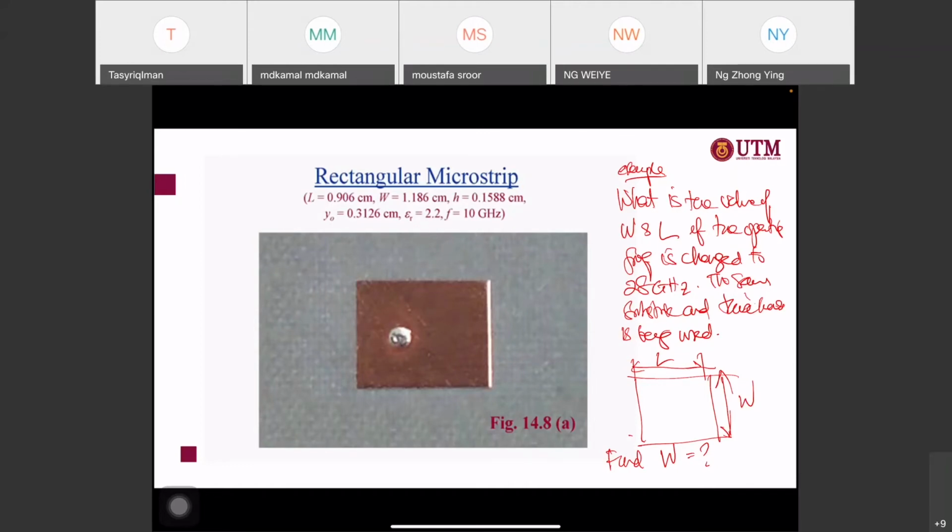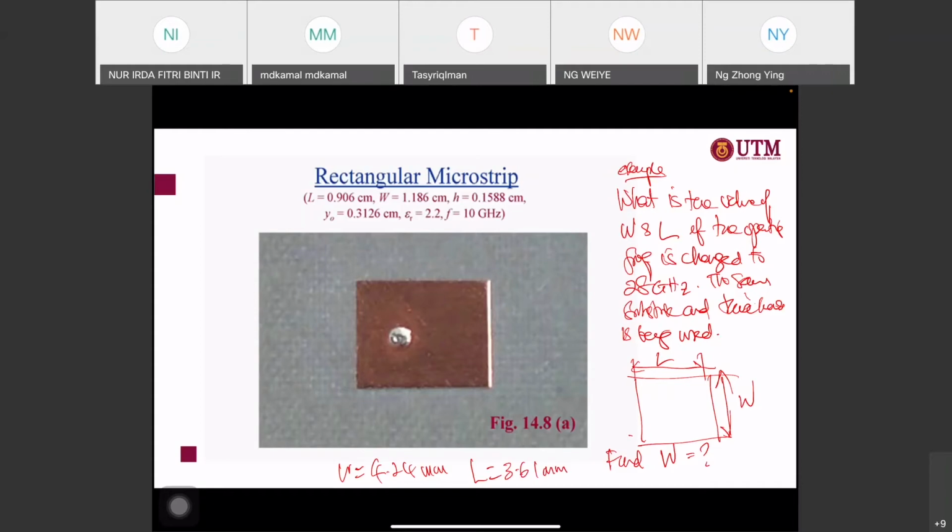Is there anybody, Nor Irda, you want to say something? What is the W and L here? W is 4.24 millimeter. Very small. L, Tashrik, what is the L? I got 3.61 millimeter.